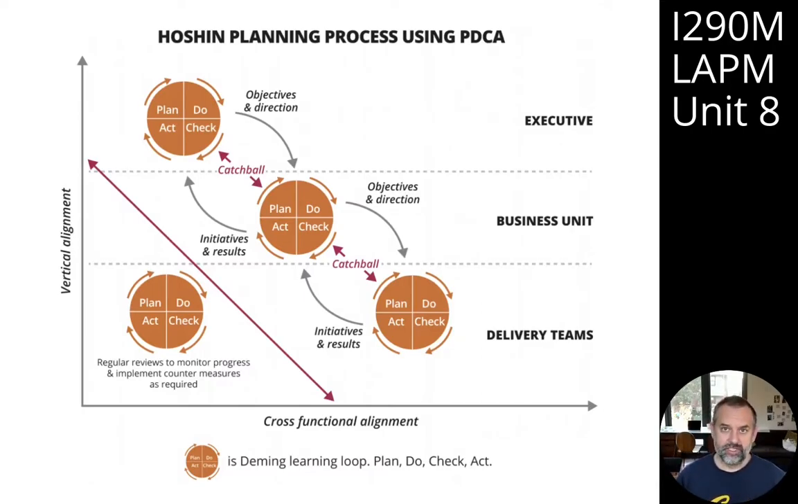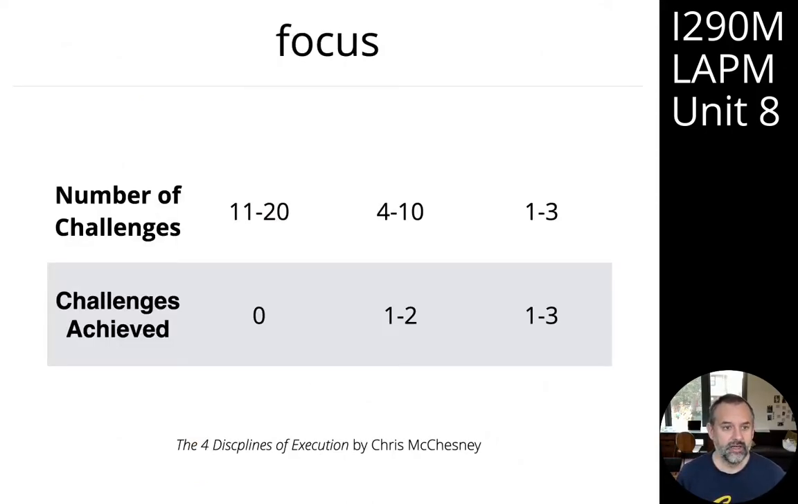The other thing that's important to bear in mind is that you don't want too many objectives, especially at the org level. There's a book called The 4 Disciplines of Execution, where it says that if you set 11 to 20 challenges, you will achieve none of them. If you set 4 to 10 challenges, you will achieve 1 to 2. The best thing to do is to try and set 1 to 3 challenges, and then you have a chance to actually implement those. So you're much more likely to see those objectives achieved.